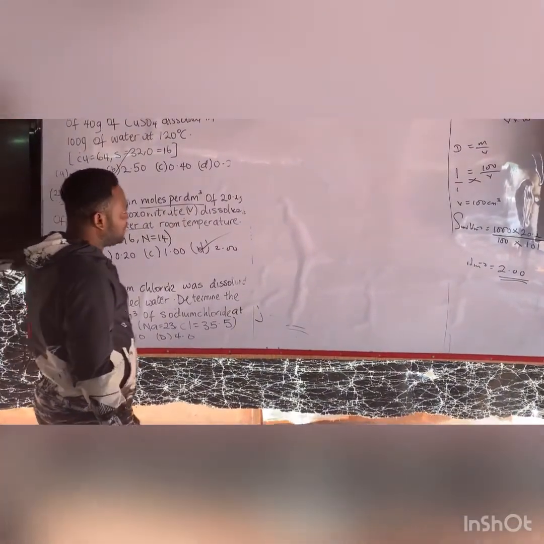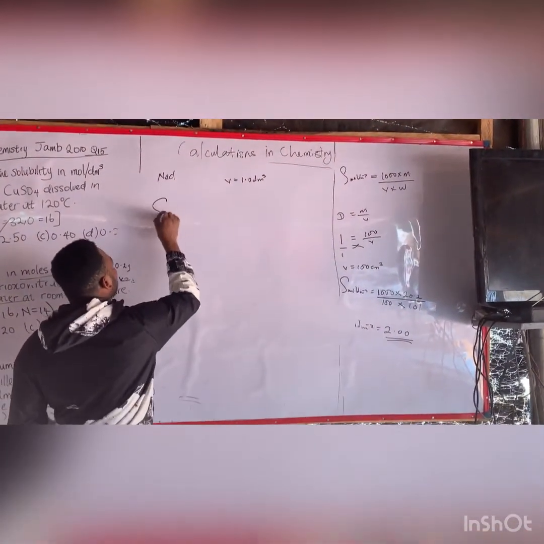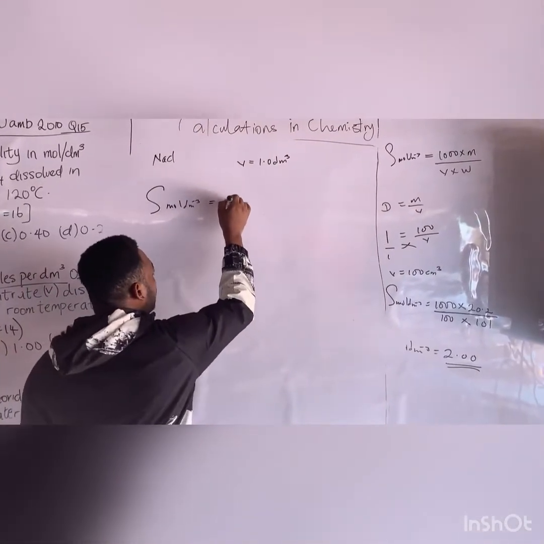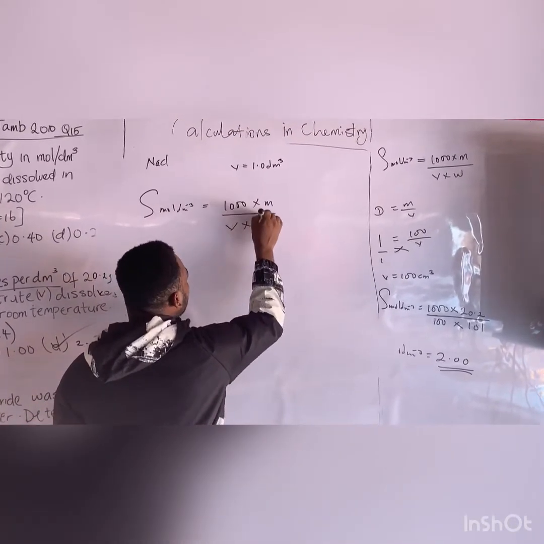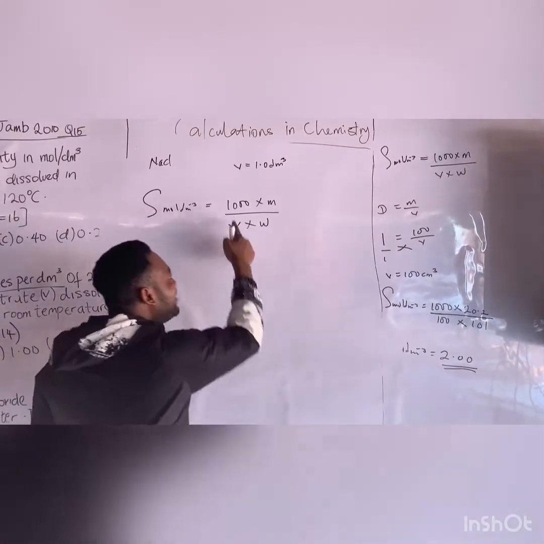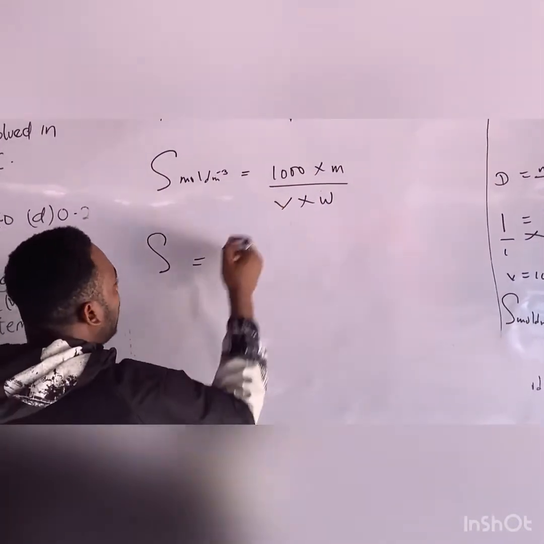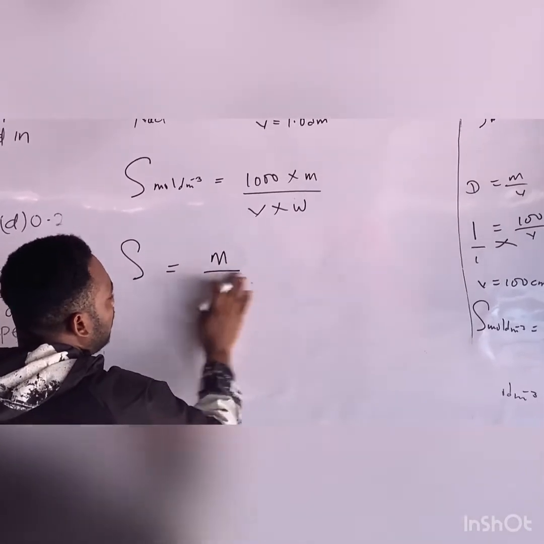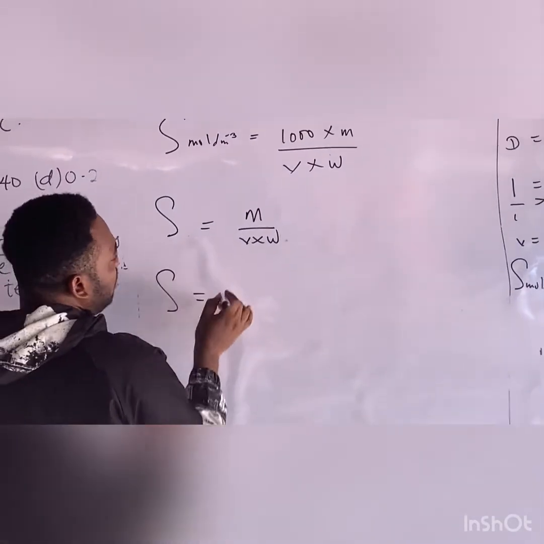As simple as that. We can use any of our formulas. Using the first one, solubility in mole per dm cube will be equal to what? 1000 times m all over V times W. But because this volume is in dm cube, I will remove the 1000 from my formula, so that my formula becomes solubility equals mass over volume times weight.